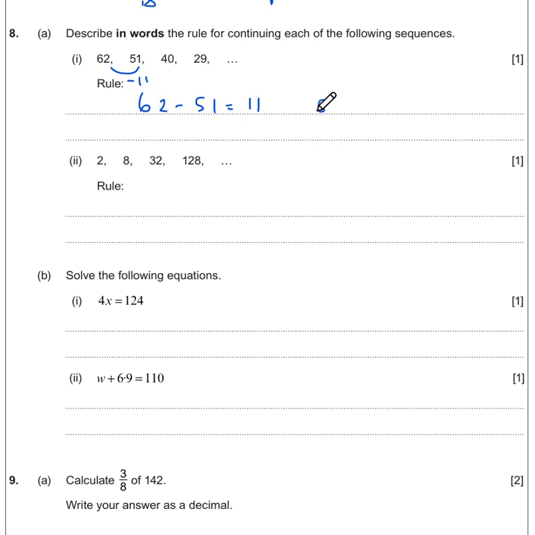Let's just check that rule works for the next step as well. So 51 minus 40 is also going to give us 11. So we're subtracting 11 again here. So that's our rule for this: subtract 11 from the previous term.